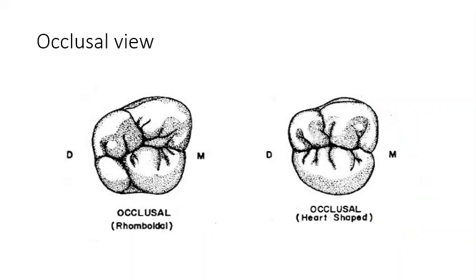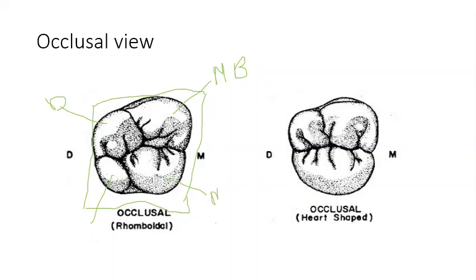So I have told you the two shapes are observed in the maxillary second molar. The first one is the rhomboidal shape. As you can see, this shape is rhomboidal in shape, and it has 4 cusps in its occlusal morphology. The 4 cusps present are the mesiobuccal cusp, distobuccal cusp, mesiolingual cusp, and the distolingual cusp, right? I have mentioned all these cusps.